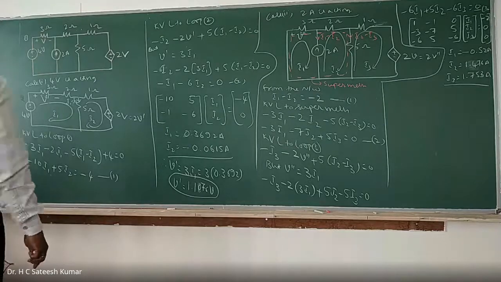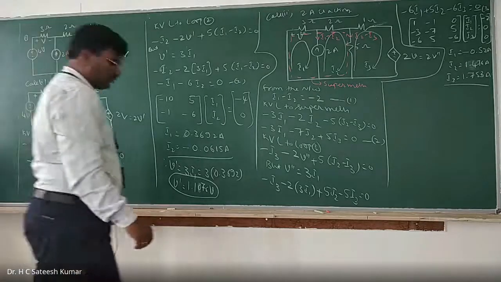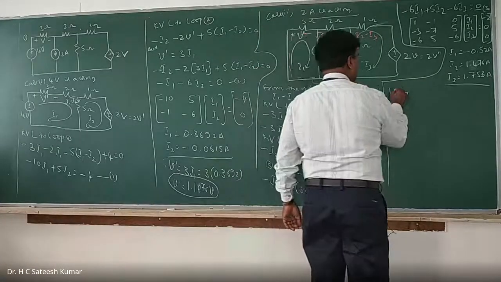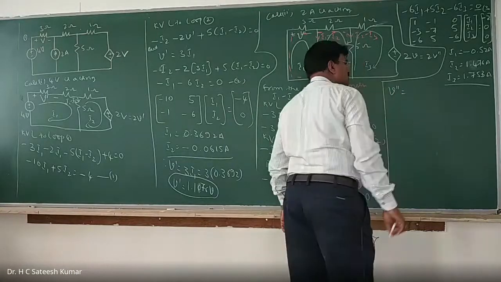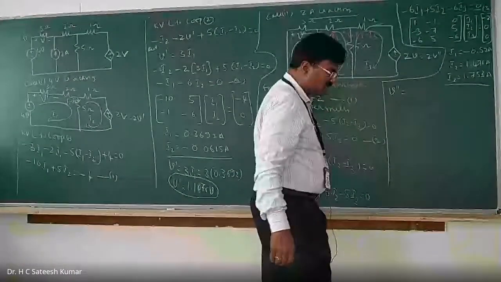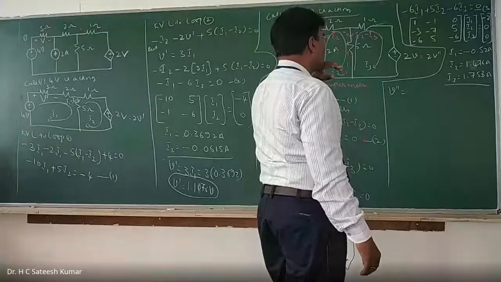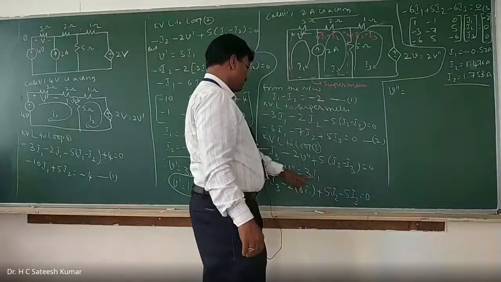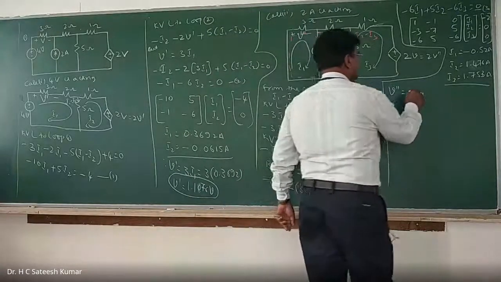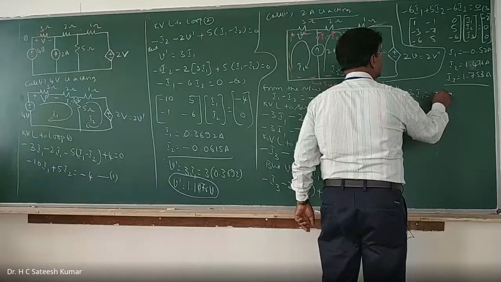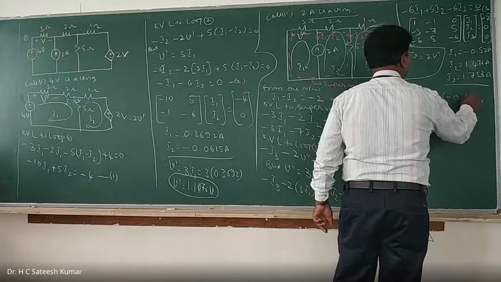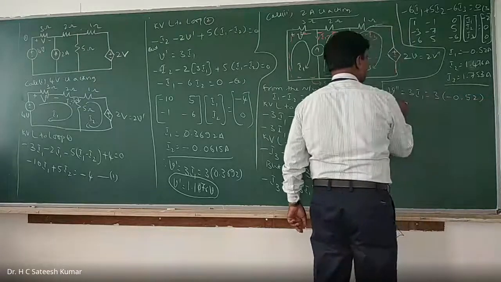It is the right answer. Now, find out V double dash. V double dash is equal to 3 into I1, which is 3 into minus 0.52. How much is that?